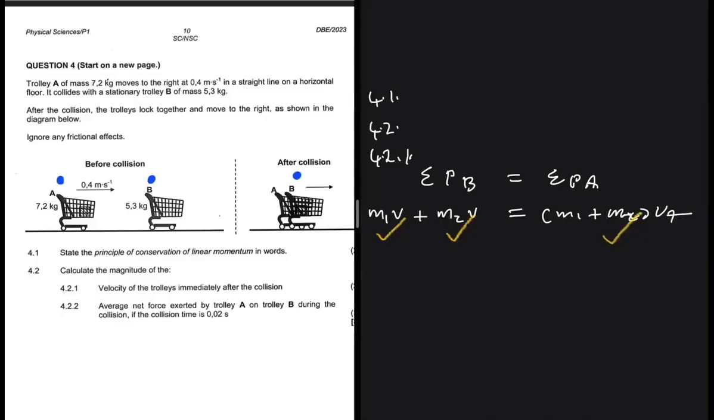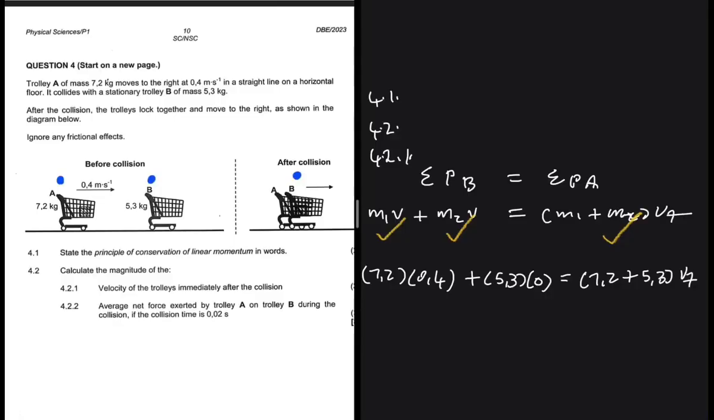Right. So if we go ahead and substitute, we're going to get 7.2 multiplied by 0.4. We take the direction to the right as positive, right? Plus the mass of trolley B, which is 5.3 multiplied by 0, right? It was stationary, and then this will be equal to (7.2 plus 5.3) multiplied by the final velocity, right?